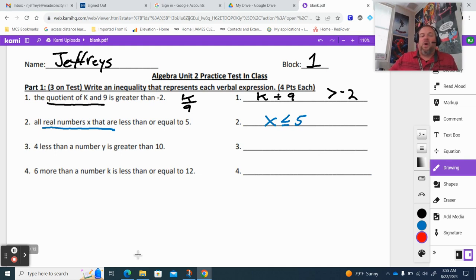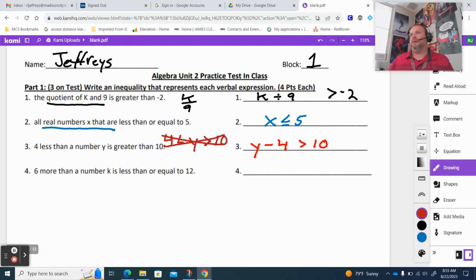4 less than the number y is greater than 10. Here's the number y. Some people in the past wrote it like this: 4 less than y greater than 10. That is wrong. Don't do that. 6 more than a number k is less than or equal to 12. So you could say 6 plus k less than or equal to 12.